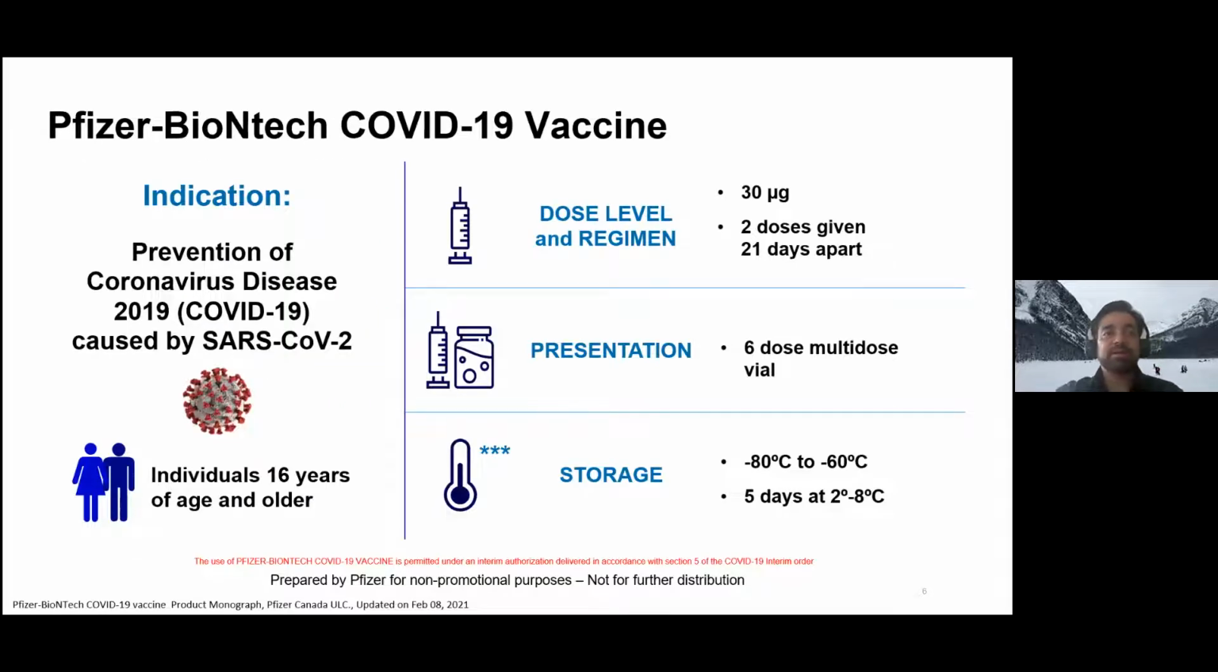Here's the Pfizer-BioNTech COVID-19 vaccine. It is indicated for the prevention of coronavirus disease 2019, called COVID-19, caused by the virus SARS-CoV-2, in individuals 16 years of age and older. The dose is 30 micrograms, and 2 doses are given 21 days apart. It comes in a multi-dose vial, 6 doses in a vial after the addition of diluent. It's frozen and stored in a -80 freezer before use. It's also stable for 5 days at 2 to 8 degrees Celsius, in a normal fridge.